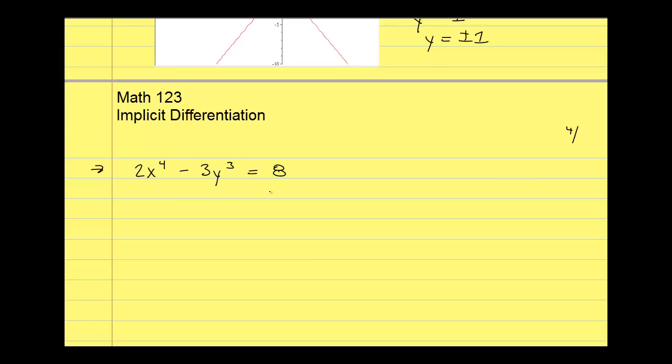Now notice if I wanted to, I could probably go through here and solve for x. I could move everything on the other side and take the 4th root of each side. But remember, when you take a 4th root or any even root, you're going to end up with positive and negative values, so we kind of have to be careful here. What I would like to do here is to find y double prime, the second derivative. So let's go ahead and differentiate. Take the derivative of each term with respect to x.